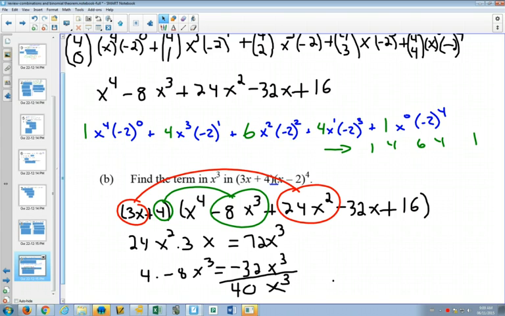You wouldn't need to expand the whole thing, but you could. If you really wanted to, you could expand the whole thing and then in the end just say it's 40x cubed. But if you can see from the expansion that those are the only ones that will give you an x cubed, it is a little bit faster.